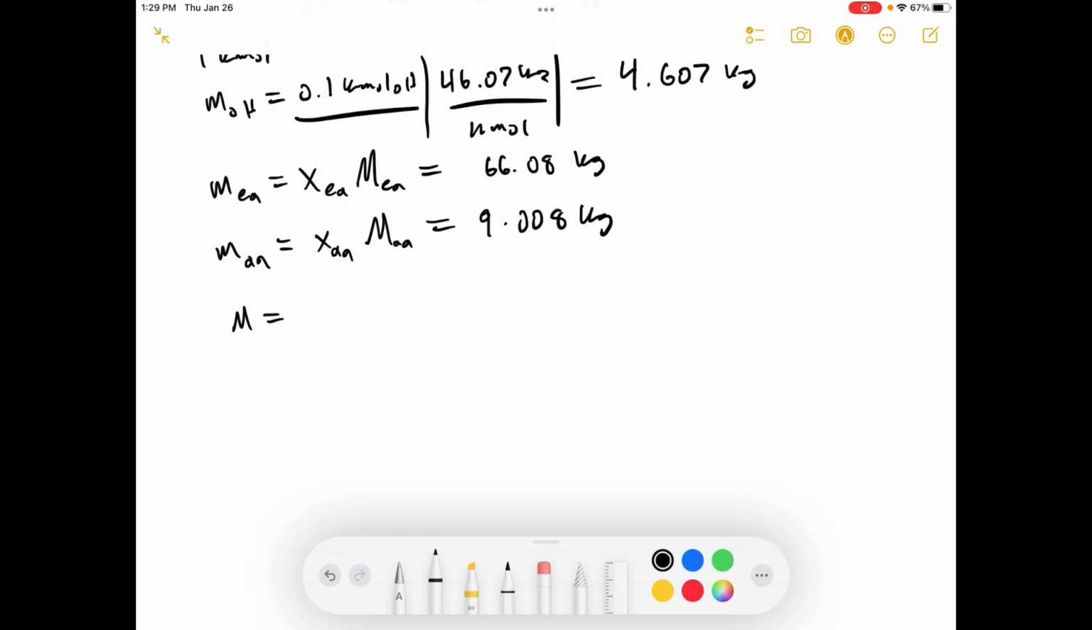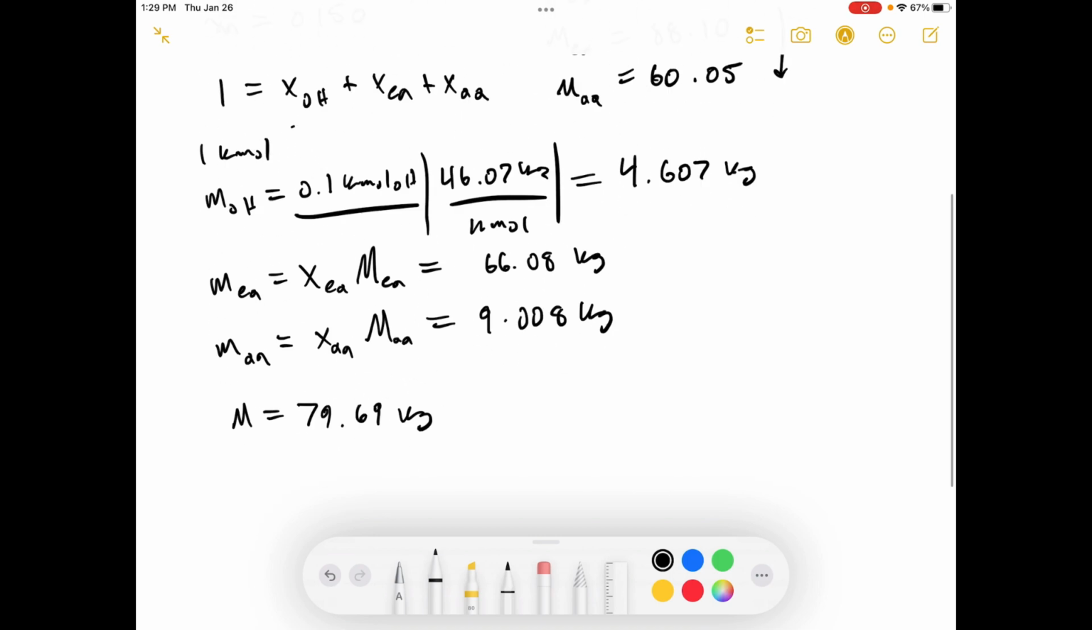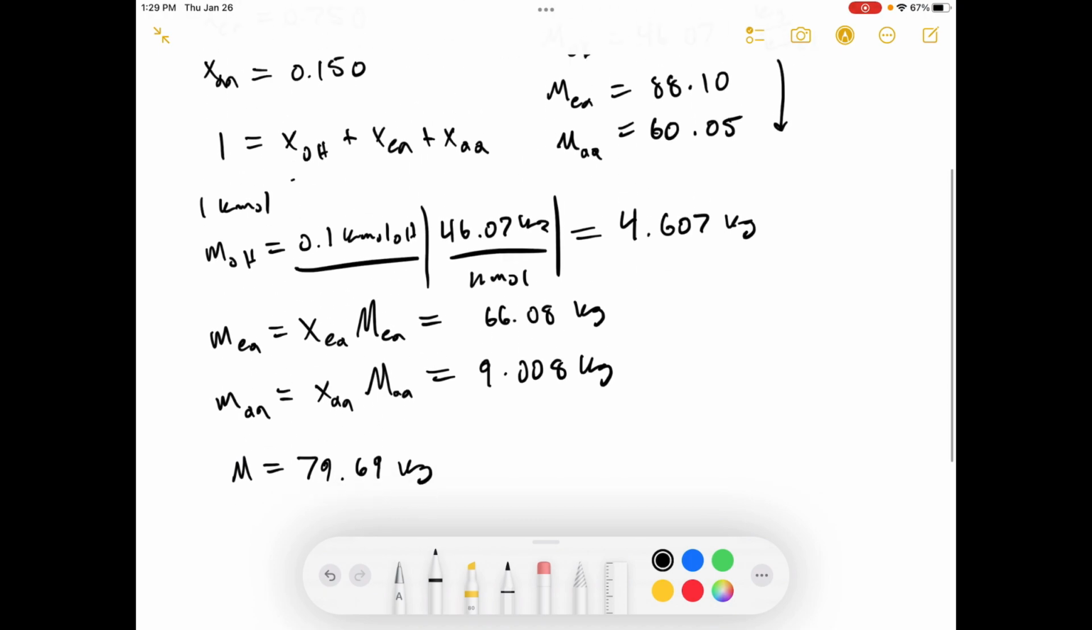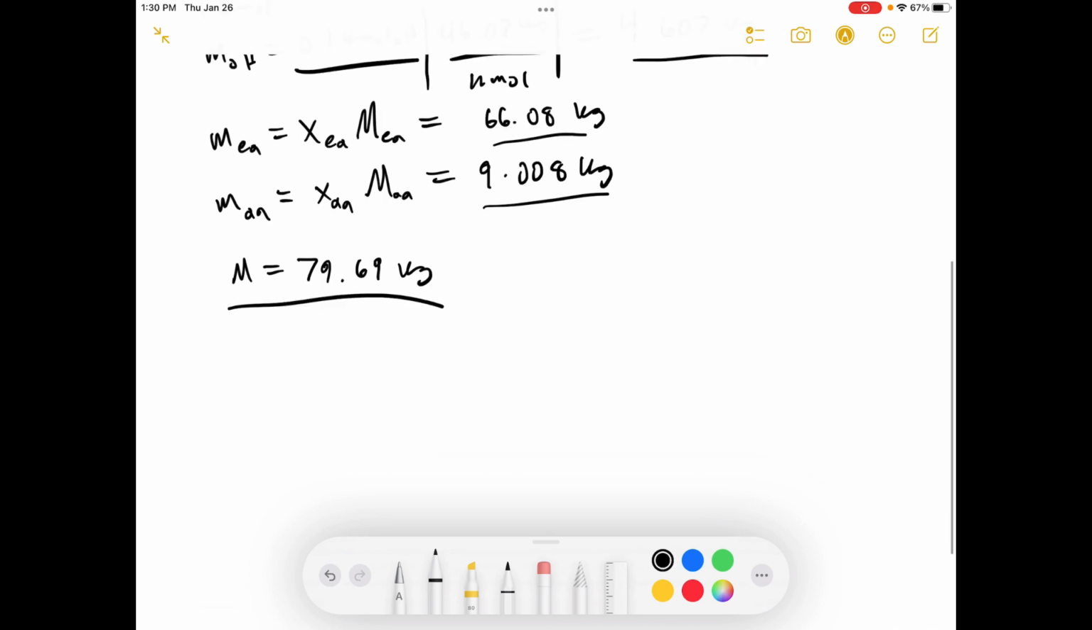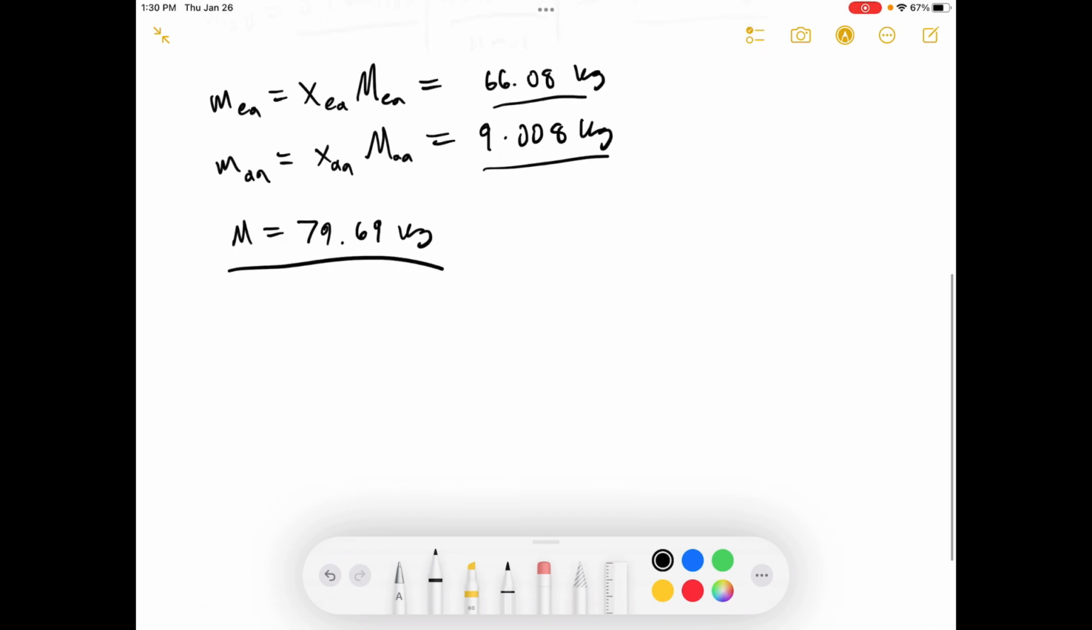And then the total mass is equal to 79.69 kilograms. So if we have 1 kilomole of this mixture, then we would have 4 kilograms of the alcohol, 66 kilograms of the ethyl acetate, and 9 kilograms of the acetic acid. Then we add up all those to get the total mass of that sample.